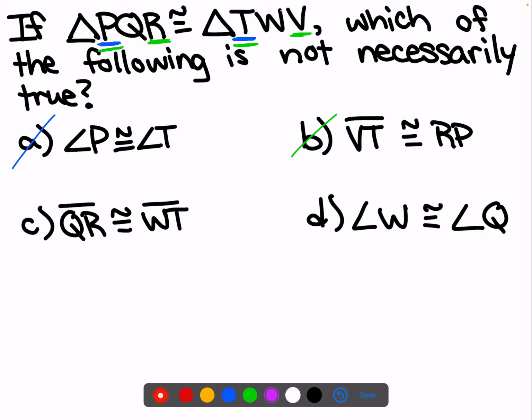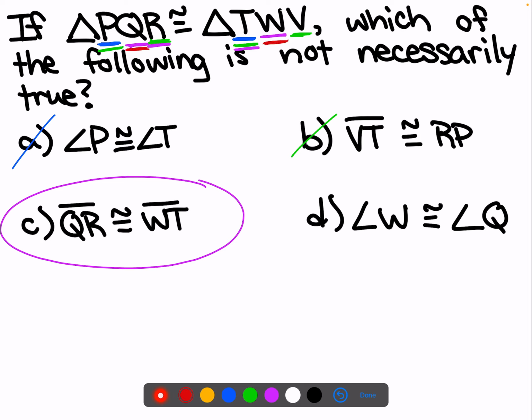Looking at letter C, QR. Q and R is second and third. W and T is first and second. This is not necessarily true. It could be true depending on the type of triangle, but it's not necessarily true. And let's check our final one just to make sure. W and Q. Well, Q is second. W is second. That is a true statement. So our correct answer, the one that is not necessarily true, is letter C. The rest of these are all true based upon where they're at in our congruency statement.